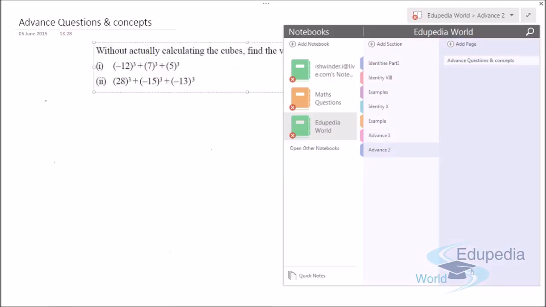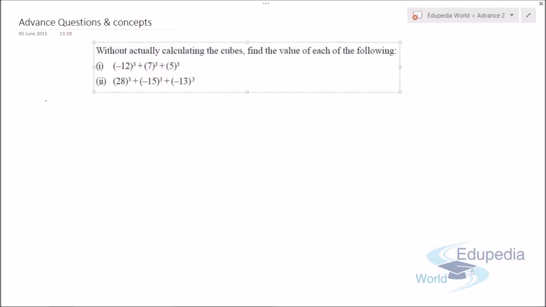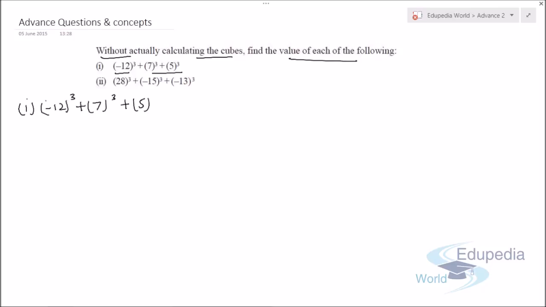The next question is: without actually calculating the cubes, you have to find the value of each of the following. So let's see how you can solve this. First question, you have minus 12 whole cube plus 7 cube plus 5 cube. Now again, the best way is to apply any identity we have discussed so far. So what we can see is we have 3 terms and we have cube powers.